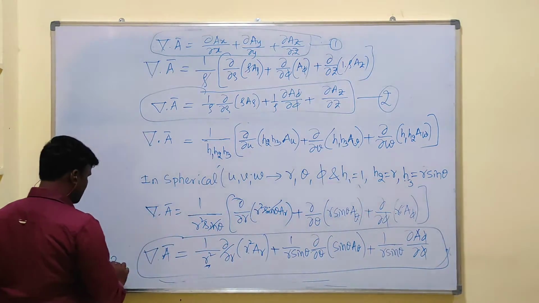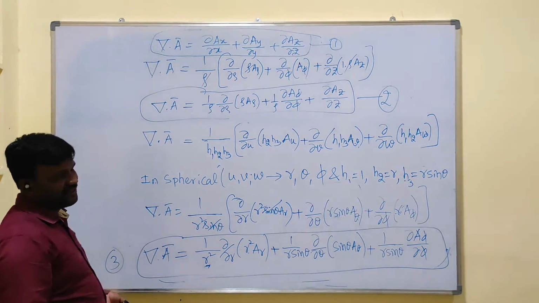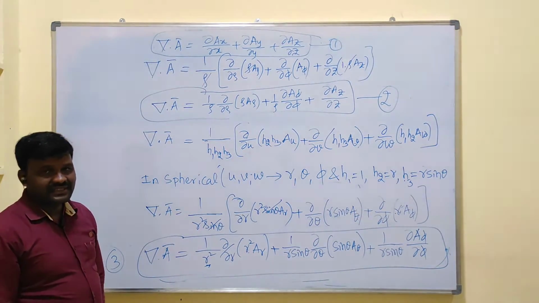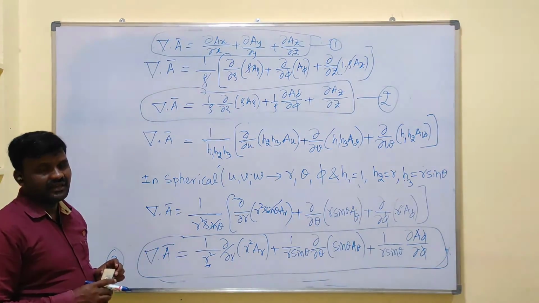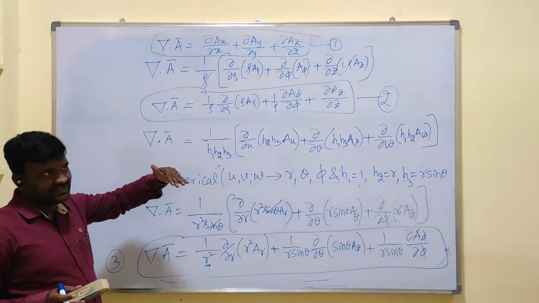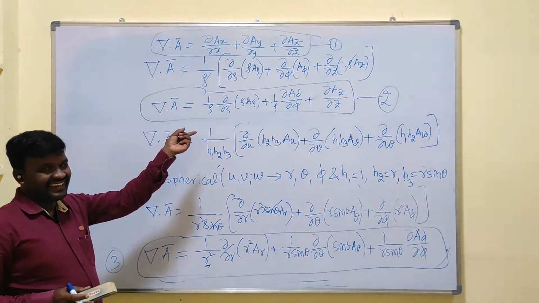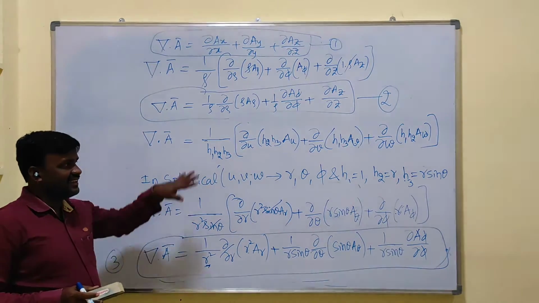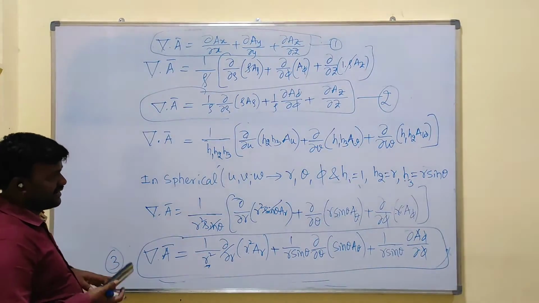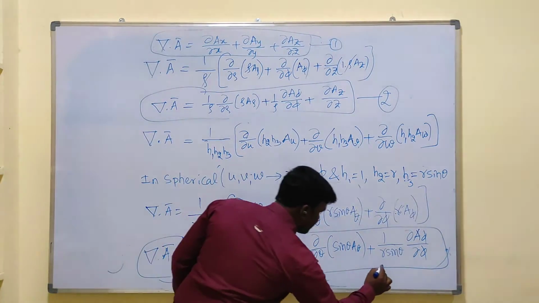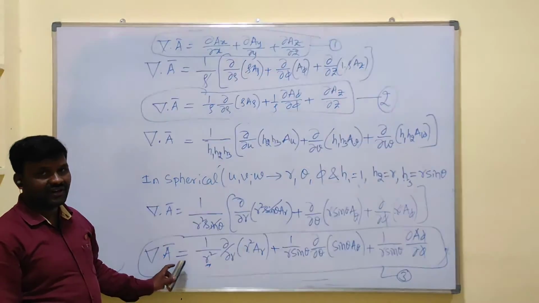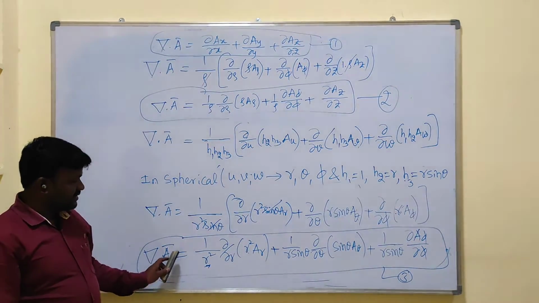No need to learn these formulas by heart. You can easily derive them, or easily remember them if you know H1, H2, H3. That's why H1, H2, H3 and differential elements in different coordinate systems are very important. With those differential elements and H1, H2, H3, we derived it in Cartesian, cylindrical, spherical. Here also we derive divergence in Cartesian, cylindrical, spherical. With the help of this equation, we can find the divergence of a given vector.